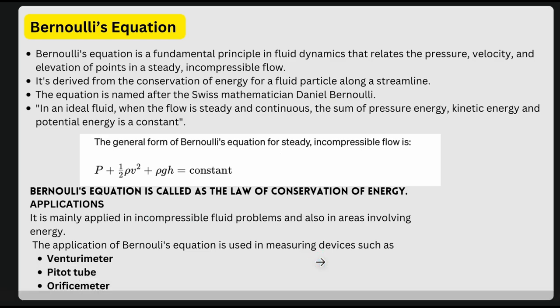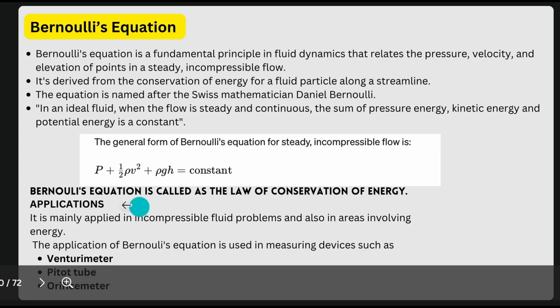Bernoulli's equation is a fundamental principle in fluid dynamics that relates the pressure, velocity, and elevation at a point in steady, incompressible flow. It is derived from the conservation of energy for a fluid particle along a streamline. The equation is named after the Swiss mathematician Daniel Bernoulli. In an ideal fluid, when the flow is steady and continuous, the sum of pressure energy, kinetic energy, and potential energy is constant. All right? Bernoulli's equation, we often remember it with the law of conservation of energy.